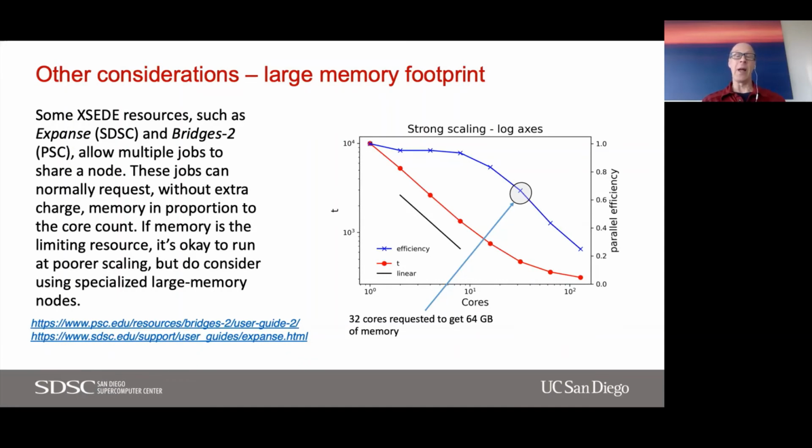By default, you get 1 gigabyte, but you can request without extra charge up to 2 gigabytes. But if you need more than 2 gigabytes per core, you're going to need to request more memory or more cores to get that memory. So in that case, it's okay to run it per scaling, but also consider using specialized large memory nodes. And we have a few of those on Expanse, and there's a whole bunch of them at resource at PSC.